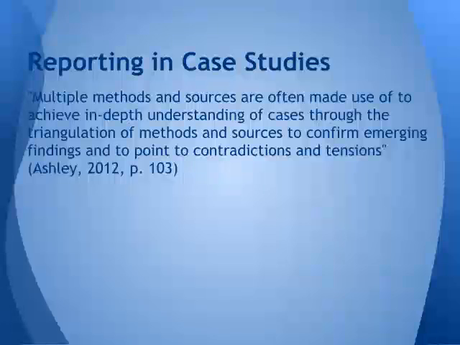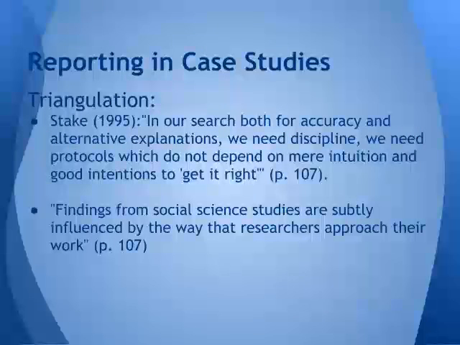Multiple methods and sources are often made use of to achieve an in-depth understanding of cases through the triangulation of methods and sources, to confirm emerging findings and to point to contradictions and tensions. Triangulation, as Stake suggests: in our search both for accuracy and alternative explanations, we need discipline. We need protocols which do not depend on mere intuition and good intentions to get it right. Findings from social science studies are subtly influenced by the way that researchers approach their work.